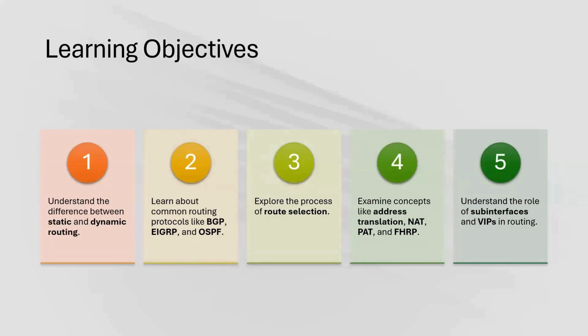Now, for our learning objectives, we're going to make sure that you understand the difference between static and dynamic routing. We're going to learn about common routing protocols like BGP, EIGRP, and OSPF, explore the process of route selection, examine concepts like address translation, NAT, PAT, and FHRP. And lastly, we're going to understand the role of sub-interfaces and VIPs in routing, okay?